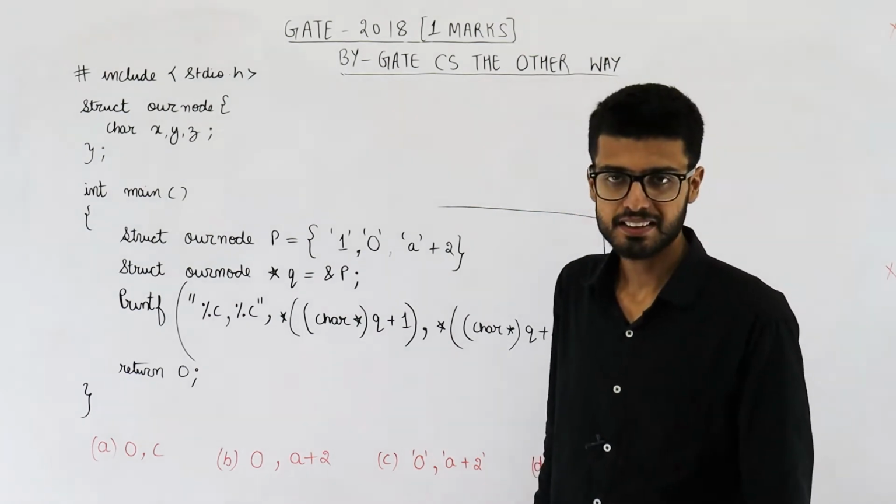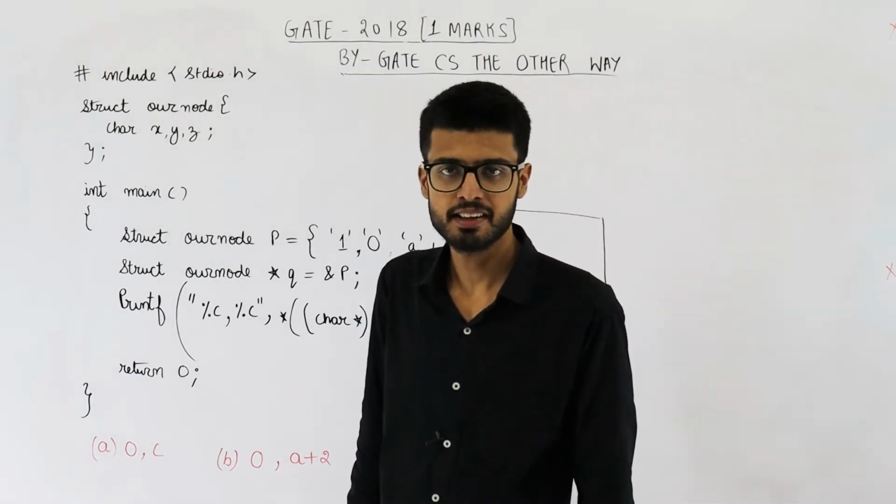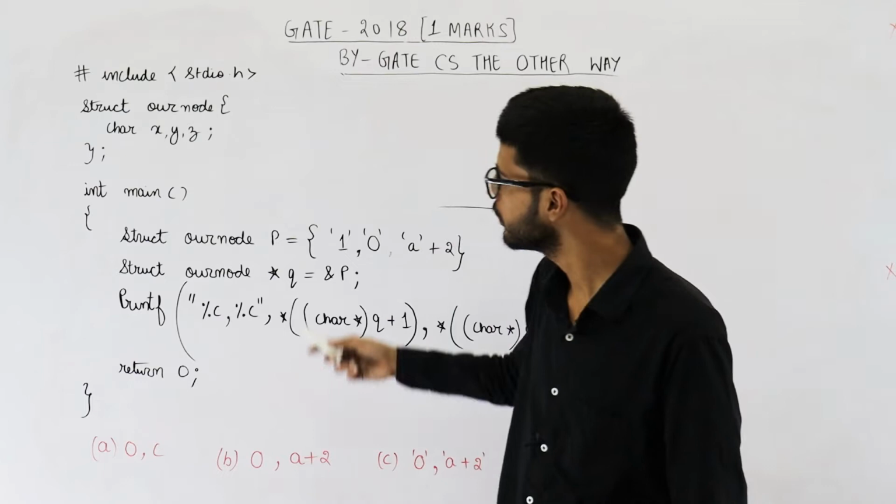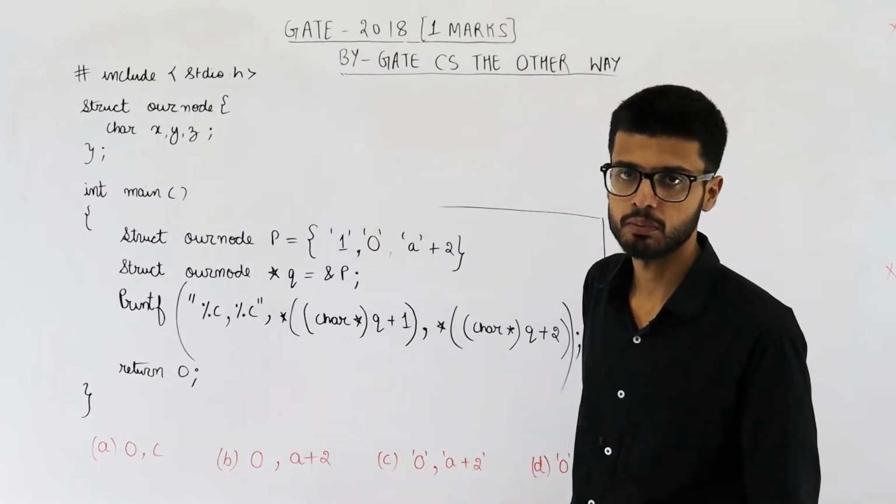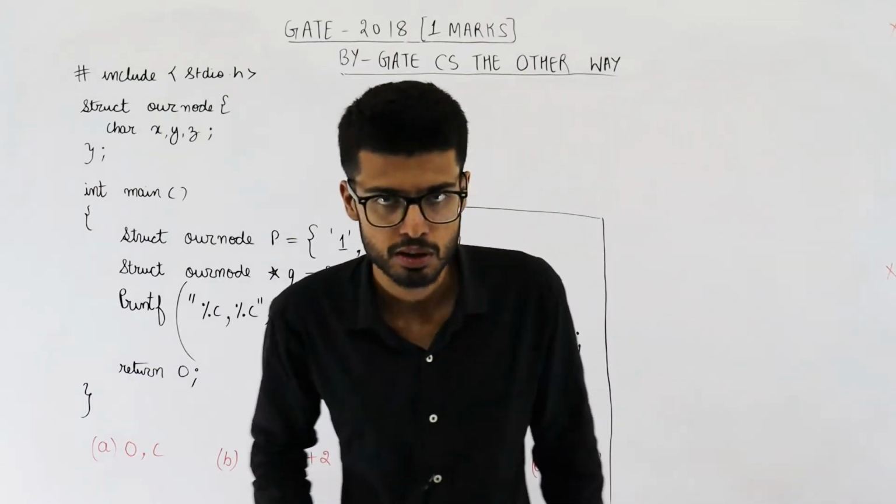Hello people, welcome back. This question is from the GATE 2018 exam. This is for 1 mark. You need to find the output of this program. So let's first see a shortcut method.